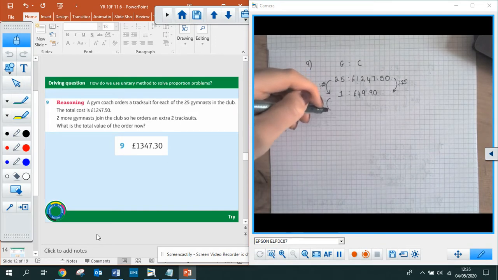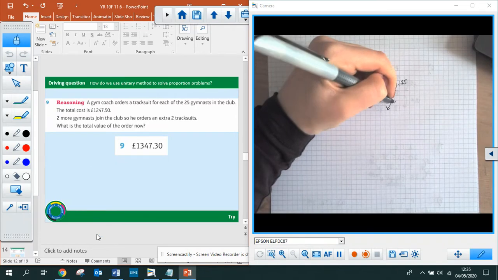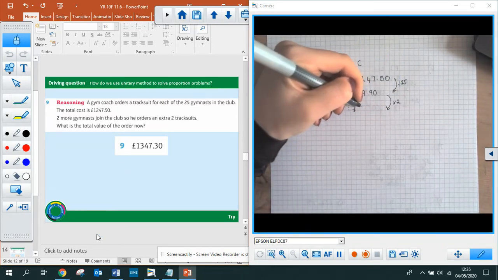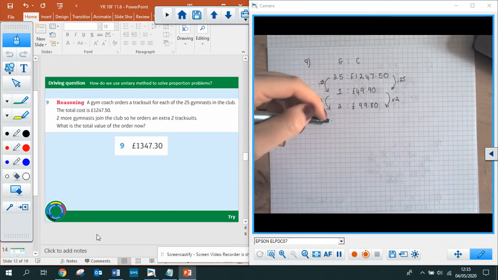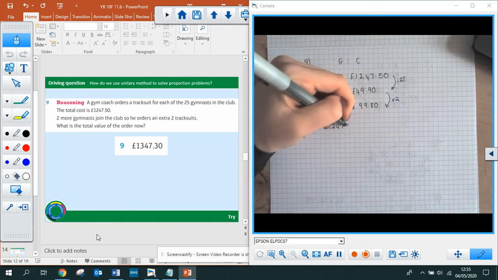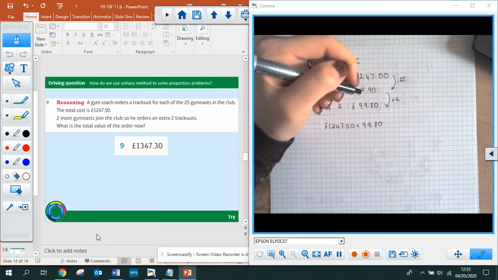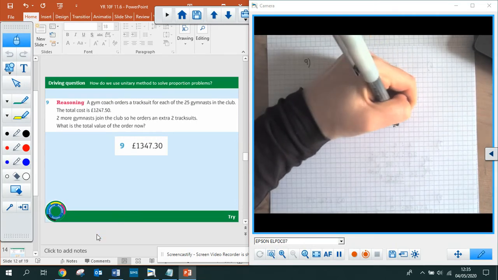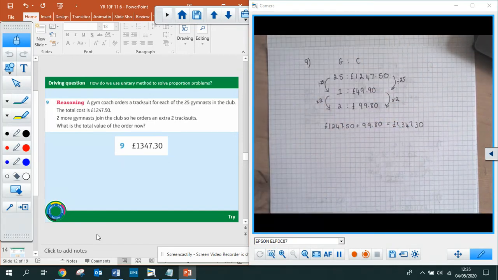We need to know what it is for an extra 2, so I'm going to multiply by 2. Do that to both sides. So for 2 more, it's going to cost £99.80. So if I add that to the original, so I've got £1,247.50 plus £99.80, and that gives me £1,347.30. Okay, and that's your final answer there.